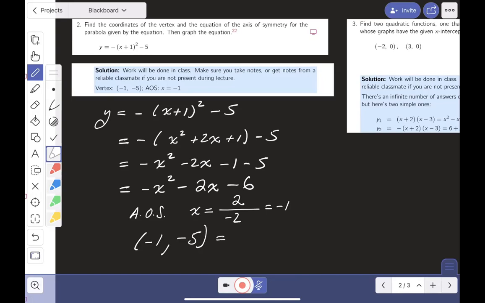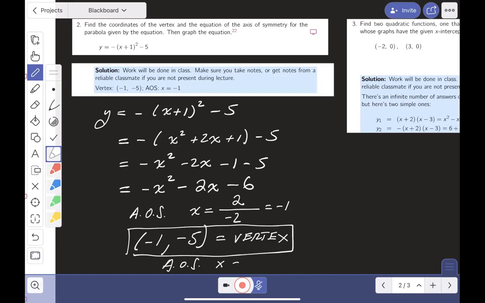All right, let me read it again to you. Find the coordinates of the vertex and the equation of the axis of symmetry. I've done that. I'll write that down for you. I've done that. Then graph it. And I think I'm good. Let's graph it. I'll put this over here.